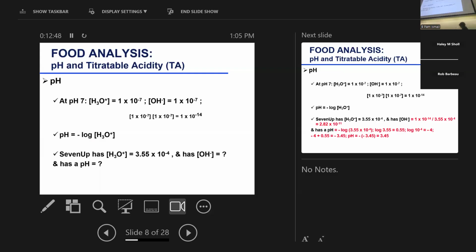Yes, apply your mathematics. And now you need to calculate the pH, which is equal to minus log the concentration of hydronium ion. So, did you get to that? What is it? 3.45. That is correct.